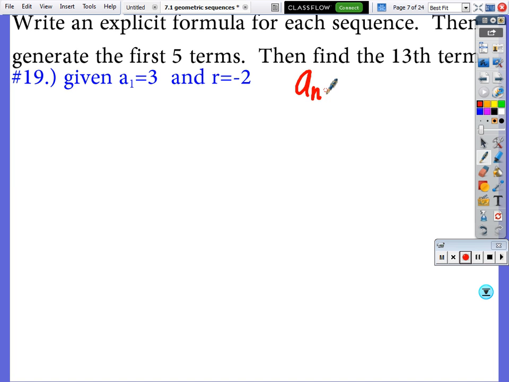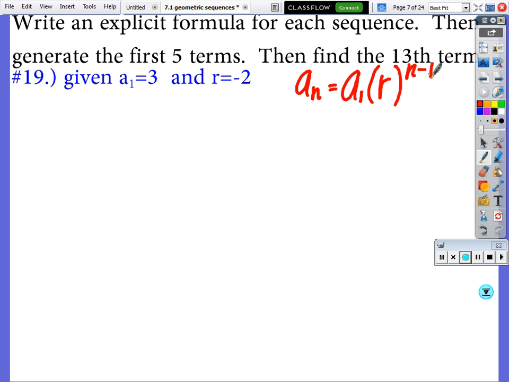It is a sub n is equal to a sub 1, meaning the first term, times our ratio raised to the n minus 1. So we know we need to have a sub 1, we need to have the ratio, and then the n minus 1, it just depends on what term we're trying to find. N is the term that we're trying to find.